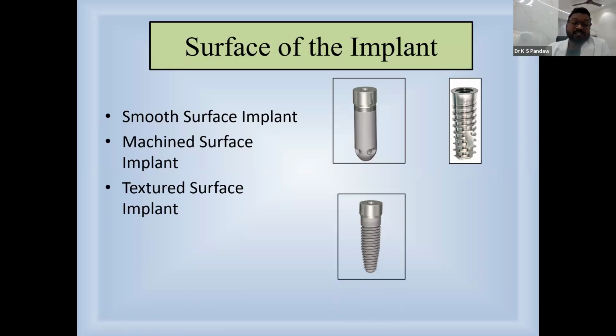Now, next is the texture surface implant. After making this screw machine surface implant, we wanted more bone to implant contact area. So we roughen it with various methods like sandblasting. So this surface becomes textured, and we come to the texture surface implant. Then to make the surface more active, which can enhance osseointegration, we can coat the implant surface with hydroxyapatite crystals, or many other things. These implants are called coated surface implants.